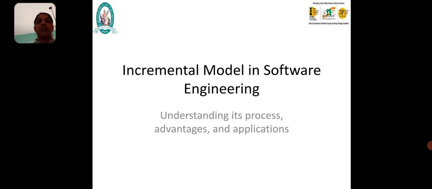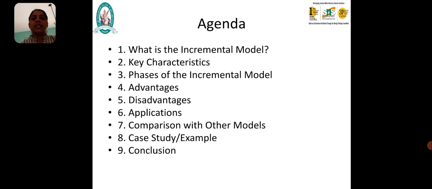Incremental model in software engineering. These are some of the points we are going to discuss: what the incremental model is, its characteristics, the phases we use, advantages, disadvantages, applications where it is used, and comparison with other models. If there are any case studies or examples, we can learn those, and then conclusions.